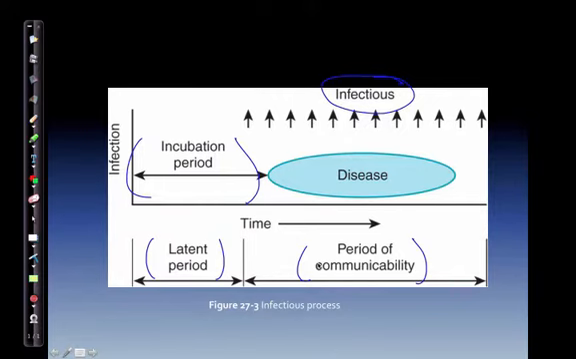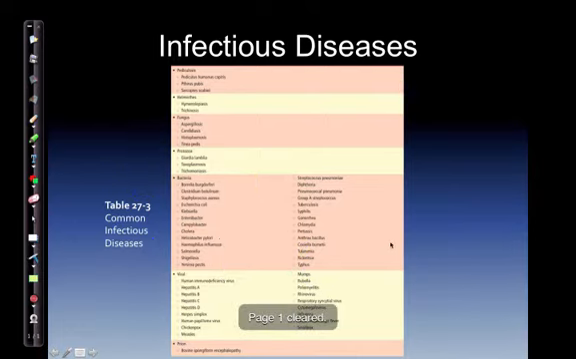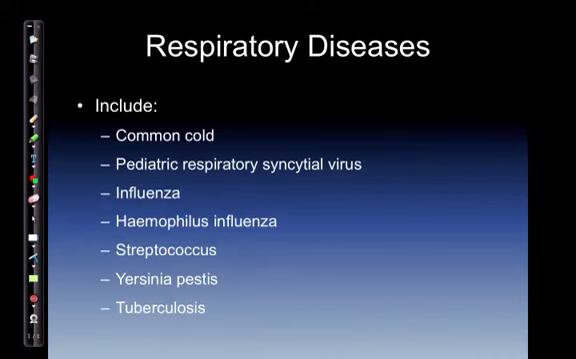There are hosts and tons of diseases. These are infectious diseases. This is a table in your book, 27.3, Common Infectious Diseases. Please look over them. We're going to talk about a few of them here. Respiratory diseases. We can include the common cold.